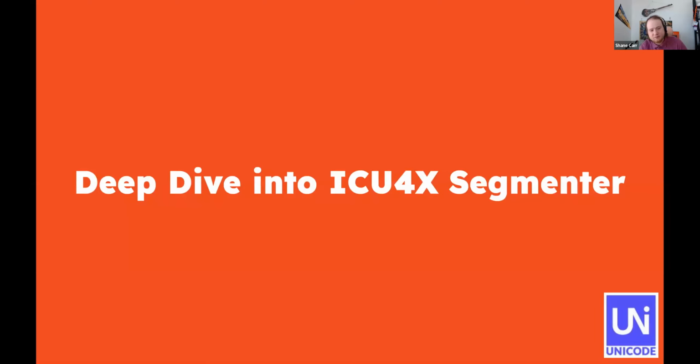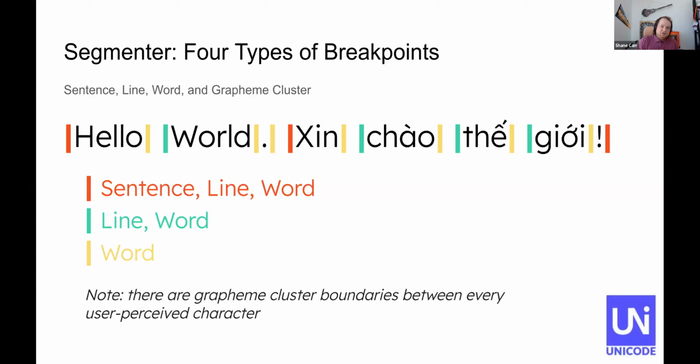Okay, so now I'm going to take a little bit more of a deep dive into ICU4X segmenter because I know that's what a lot of you are here for. I'm going to talk a little bit about how the segmenter works. There are 4 different types of breakpoints supported in the ICU4X segmenter: sentence breakpoints, line breakpoints, word, and grapheme cluster breakpoints.